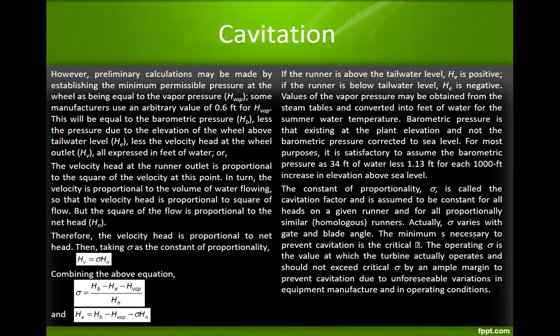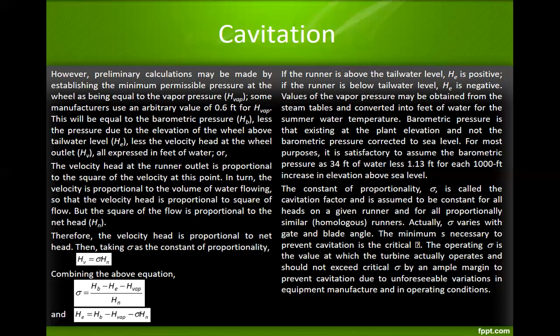Now the velocity head at the runner outlet is proportional to the square of velocity at this point. In turn, the velocity is proportional to the volume of water flowing, so that velocity head is proportional to the square of flow. But the square of flow is proportional to the net head. Therefore, the velocity head is proportional to the net head. Then taking sigma as the constant of proportionality, H sub V is equal to sigma H sub N. Combining the above equations, sigma is equal to H sub B minus H sub E minus H sub VAP, divided by H sub N, or H sub E is equal to H sub B minus H sub VAP minus sigma H sub N.